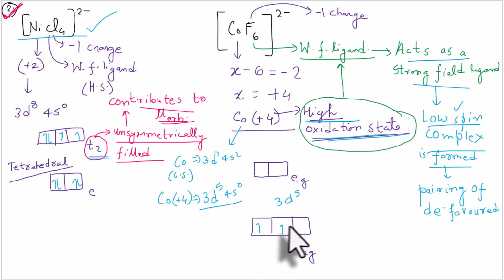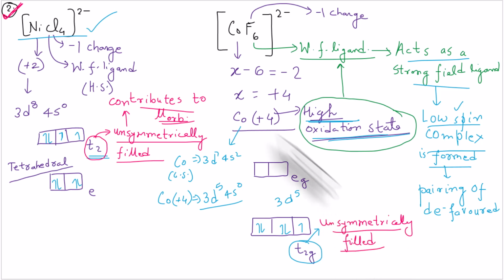So 1, 2, 3, and then pairing starts in the t2g orbital itself. So 1, 2, 3, 4, 5. So 5 electrons in the t2g orbital. Since there are 5 electrons in the t2g orbital, what does that mean? It means the t2g orbital is unsymmetrically filled. And because of this unsymmetrical filling of the t2g orbital, there will be mu orbital contribution towards the effective magnetic moment.